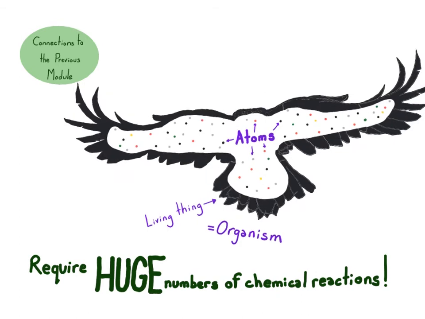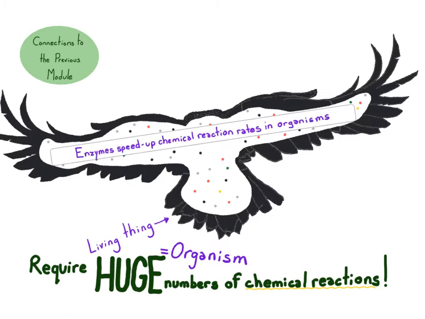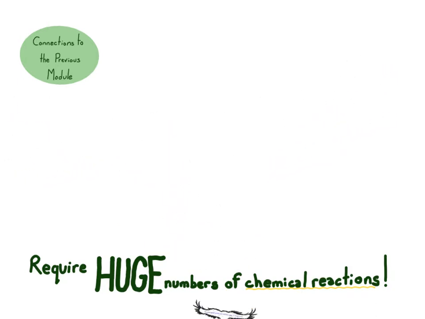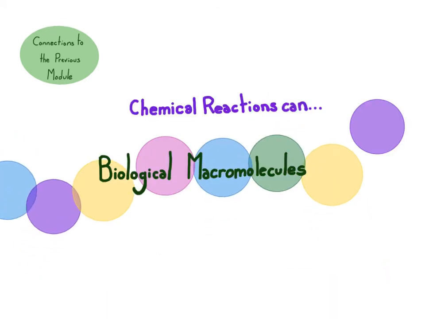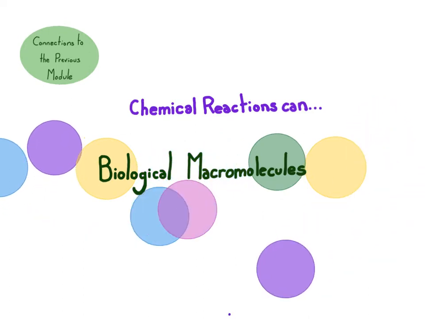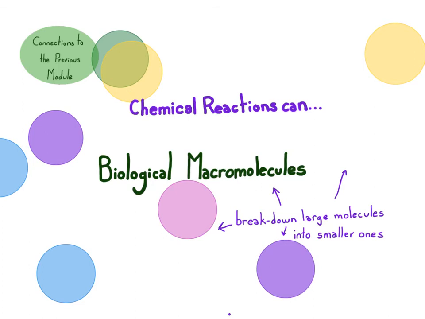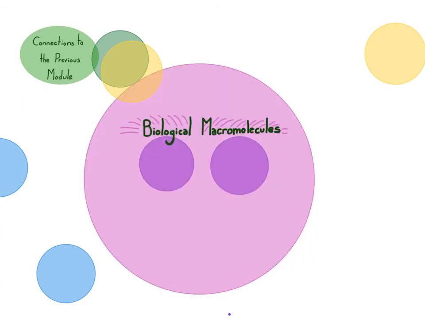Organisms require huge numbers of chemical reactions to be alive. Enzymes speed up chemical reaction rates in living organisms. Without enzymes, life as we know it would not exist. Some of the chemical reactions that enzymes catalyze in organisms either build up or break down biological macromolecules, and organisms are largely made of these relatively large molecules.